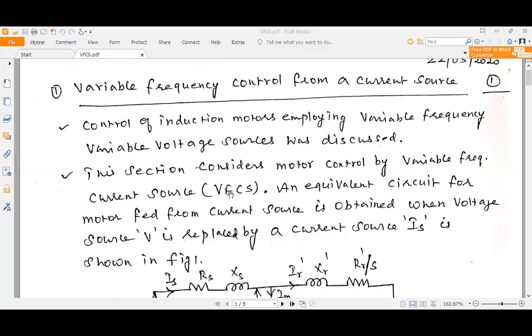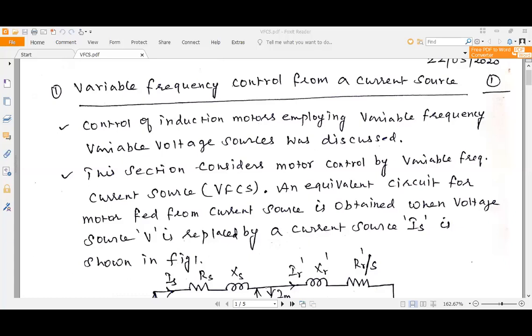Now it is a variable frequency current source, which we can obtain by converting the voltage source into a current source. An equivalent circuit for a motor fed from a current source is obtained when the voltage source V is replaced by a current source. That is, we replace the voltage source with a current source in the equivalent circuit, shown in figure 1.